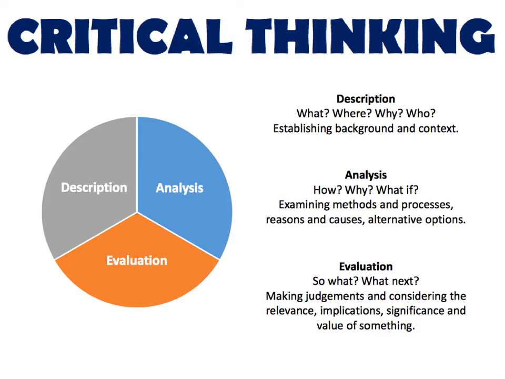If you break critical thinking down, it's simply a three-part process, and with this we're talking about describing the artwork, analysing how it came to be, and evaluating the relevance and significance of what you've examined. At the description stage of thinking about what you're researching, you might ask questions like what, where, why, and who to establish background and context.